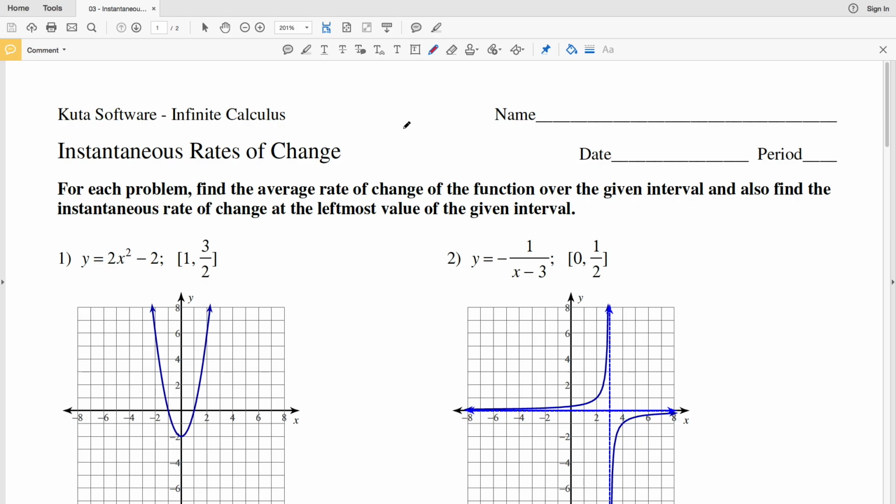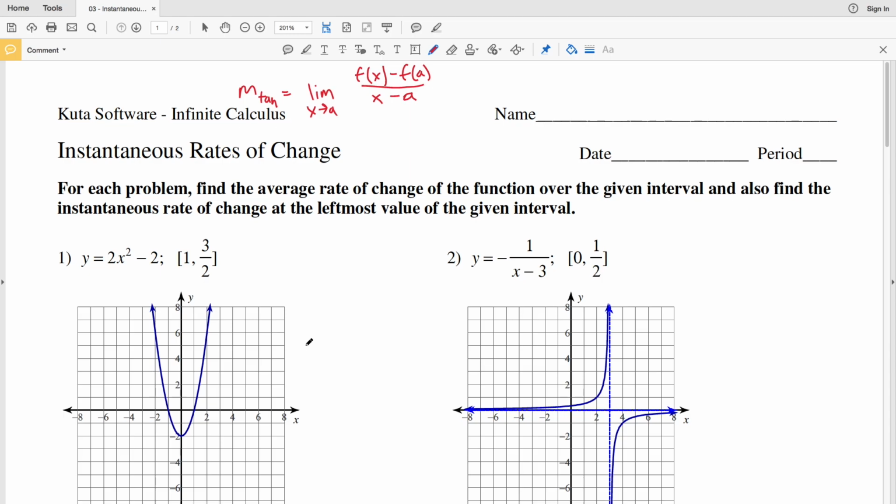An instantaneous rate of change is the limit of f of x minus f of a all over x minus a as x approaches a. This is known as the slope of the tangent line. So finding the limit of the slope of the secant line as x approaches a will give us the slope of the tangent line.